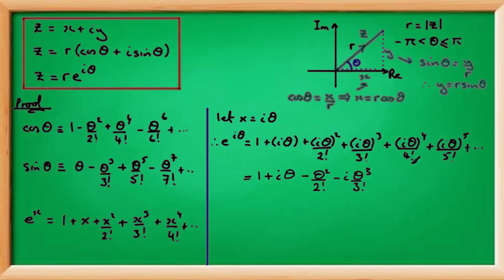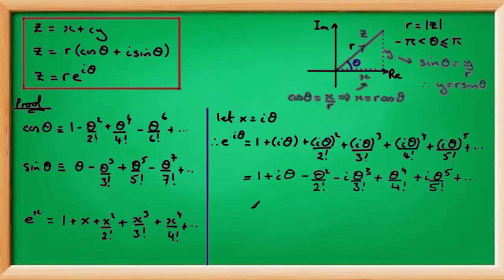i to the power 4 next, well, that's going to be +1, and so we end up with plus theta to the power 4 over 4 factorial. And finally, for this last term here, we've got i to the power 5, which is going to be plus i, and then we've got theta to the power 5 over 5 factorial, and so on.